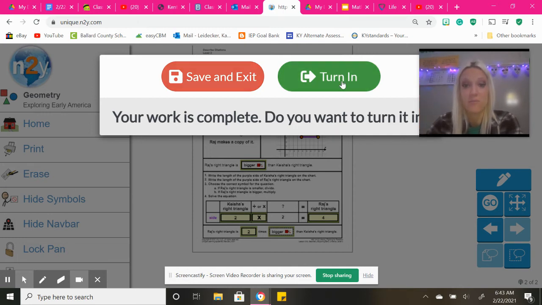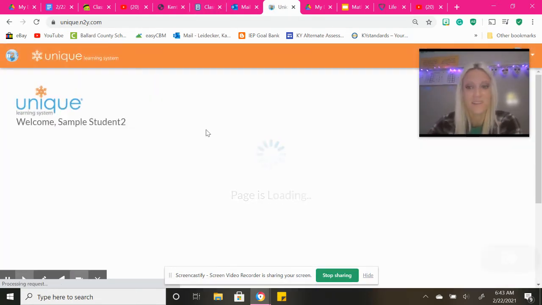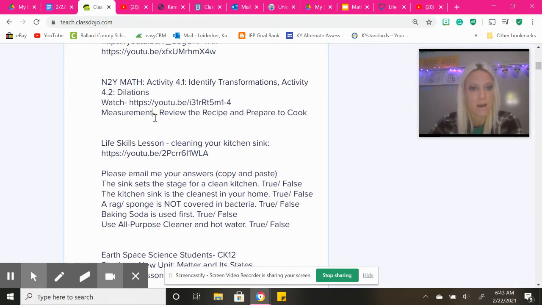So when you're done with it, turn it in, okay? So if you are still working on this and say we had like a fire drill, you would save and exit, okay? But we're done with it, so we're going to turn it in. That's awesome. Okay. And then I have from the other thing from math is review the recipe and prepare to cook.